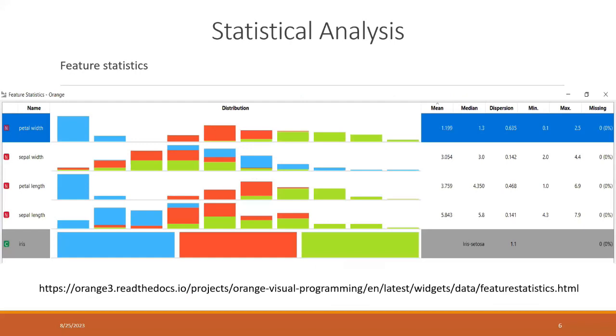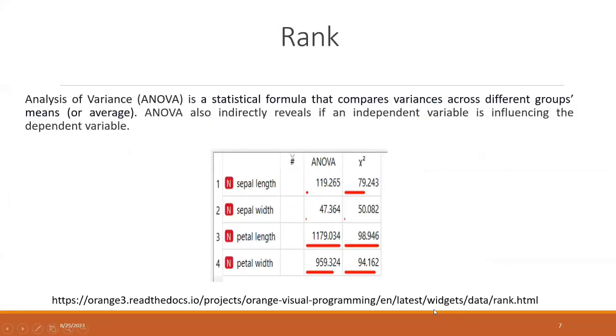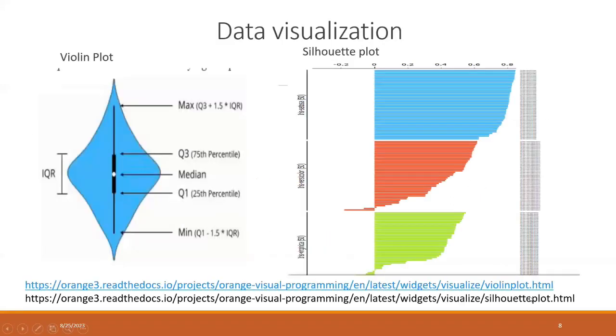And if you want to read the theoretical part about each of them, I've given you the reference for it from the Orange tool. You can click on this link, you will find the references, and you can read this content to get better clarity. Here also, for rank, a reference is given. You can understand the rank and how to implement it. For data visualization, I've shown you the violin plot. I've shown you the Silhouette plot. The references are given below.